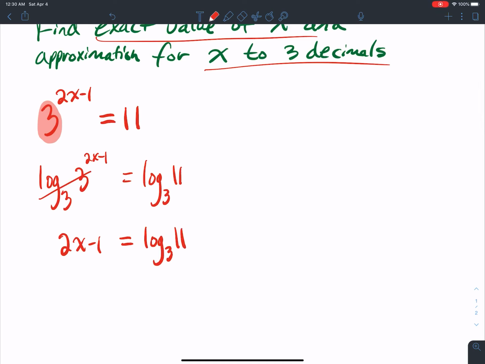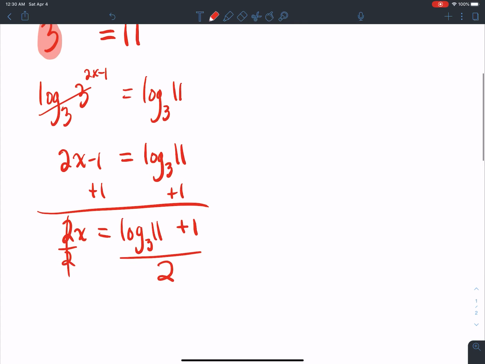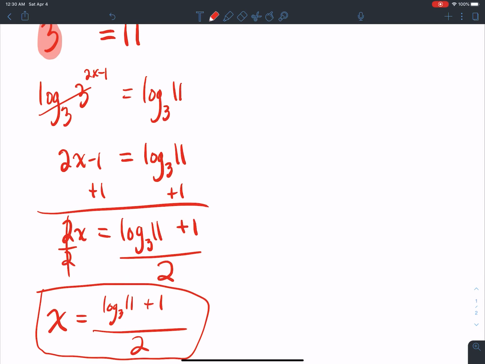So now I need to add 1. Remember, log base 3 of 11, this is just a number, people. So don't get too scared, just treat it like a regular number, okay? To get x by itself, I divide by 2. I divide everything by 2, okay? So my exact answer is log base 3 of 11 plus 1, all divided by 2. Okay, that's the exact answer.